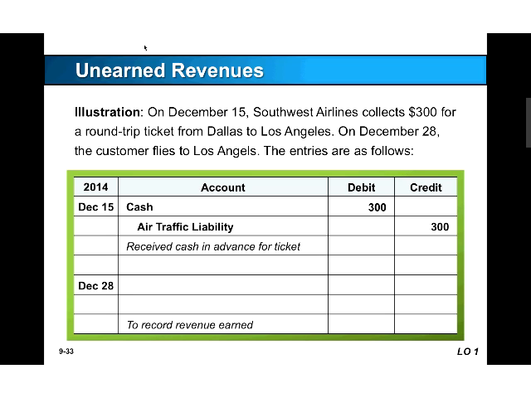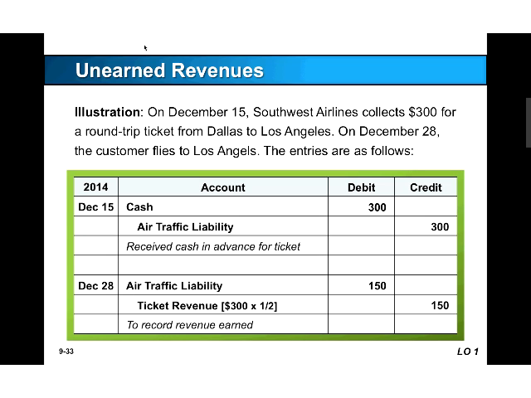Okay, so now the customer comes on December 28th and flies to LA. So the customer, it is a round trip ticket, so the customer has used up 1/2 of that ticket. So on December 28th, Southwest can recognize 1/2 of the revenue. So on December 28th, Southwest will reduce its liability for the 150, half of the revenue, and it will recognize ticket revenue for the 150.